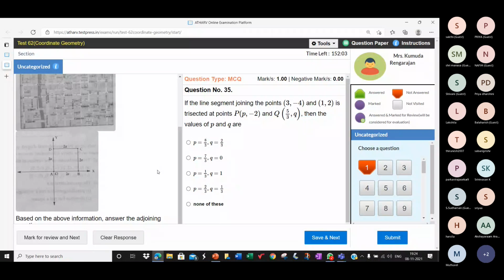If the line segment joining the points is trisected at P and Q, then the values of P and Q are? Please draw the figure. Incorporate the information in a line segment and find the values of P and Q. Please work, children. Take a line segment. At either end, mark (3, -4) and (1, 2). Then in the middle, take the points P and Q, trisected.